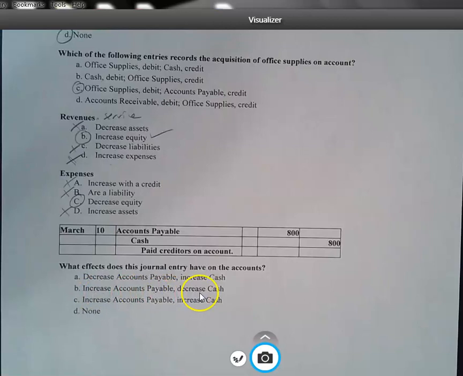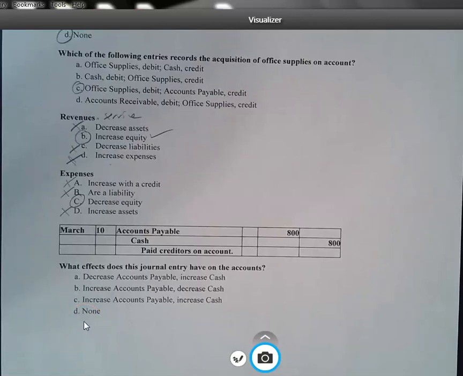Increase accounts payable, decrease cash. That is, this part is right. The other part is not right. And then finally, increase accounts payable, increase cash. That's not right. And then D, none. All of these answers are actually wrong.